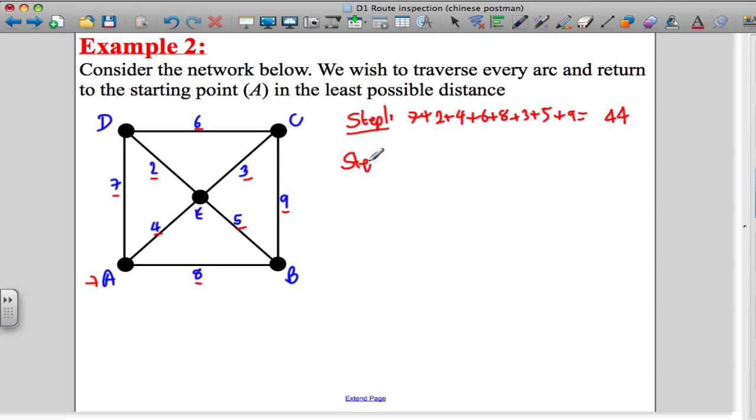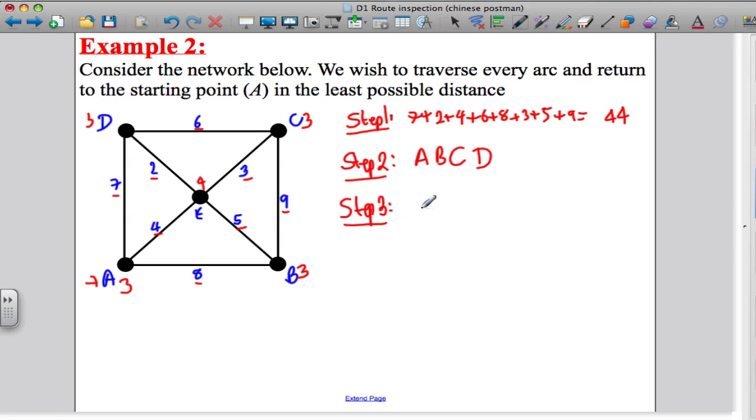Step 2 said, write down the orders of all the nodes and identify odd ones. Well, the order of each corner one is 3, because they all have 3 arcs coming out of them, and the order of the middle one is 4 because it has 4 arcs coming out. So step 2, if we identify the odd nodes, it's A, B, C and D. Step 3, we've got to try and put in arcs between A, B, C and D so that they now become even order.